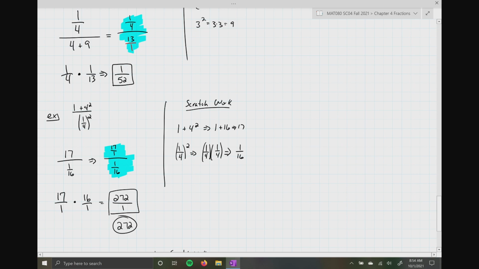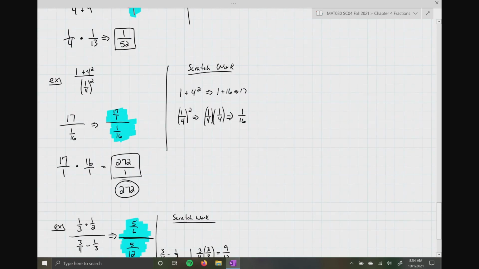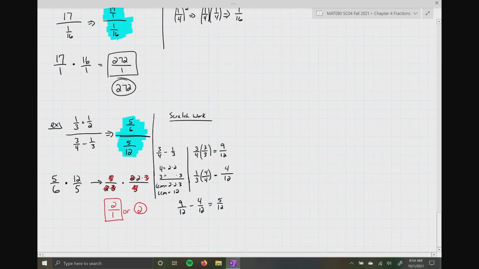Okay, what about the second one? Same. What about the third? Same. Three problems, all different, but they all converged to a fraction divided by a fraction. So guess what you always want to try to do? Get your answers or simplify down into a fraction divided by a fraction. Does that make sense, everyone? Three different problems, but they all converge at the same point.